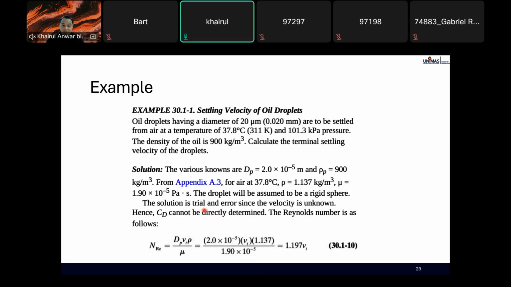The solution is by trial and error since the velocity is unknown. Hence the CD cannot be directly determined. The Reynolds number is as follows. So calculate the Reynolds number using equation 30.1-10. NRE equals 1.197 VT, which is why it's a trial and error.